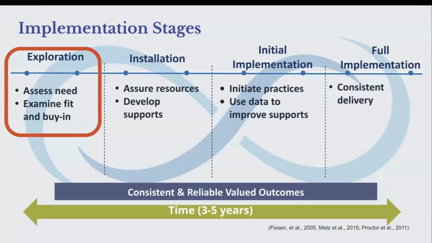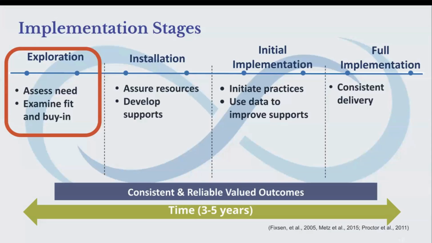But after exploration, if a team decides that an innovation should be selected, districts then move into the installation stage. It's in this stage where resources are allocated and supports are developed and systems are set up for implementation. And once all of those initial components are installed, then districts transition into the initial implementation stage and begin to actually use the practice. During this stage, data is collected to improve supports. Teams are working to implement as intended. And then this last stage is the full implementation. This is when the practice or program is being consistently used as intended, and we're starting to see positive impacts on outcomes. This is just a brief high-level overview of what the implementation stages are.